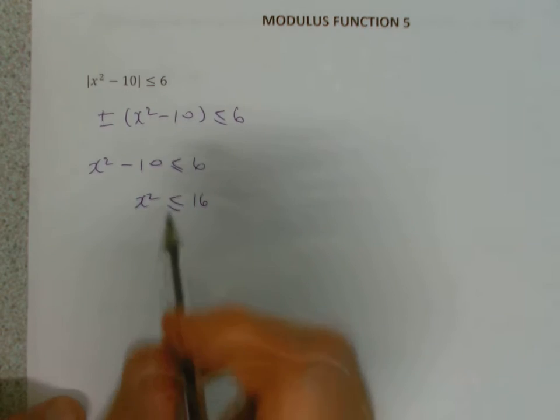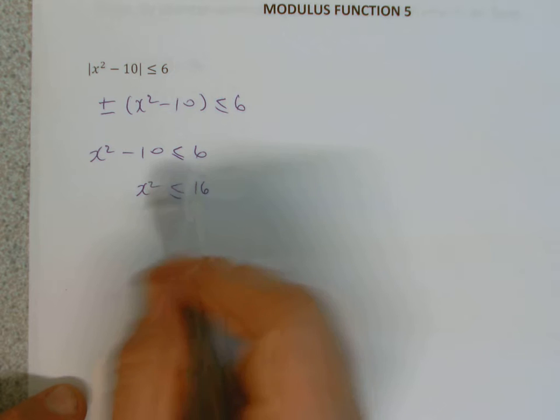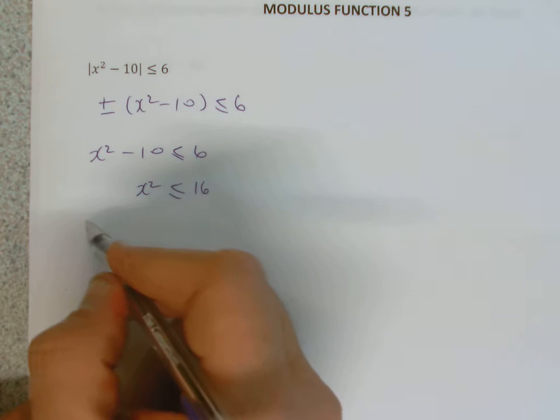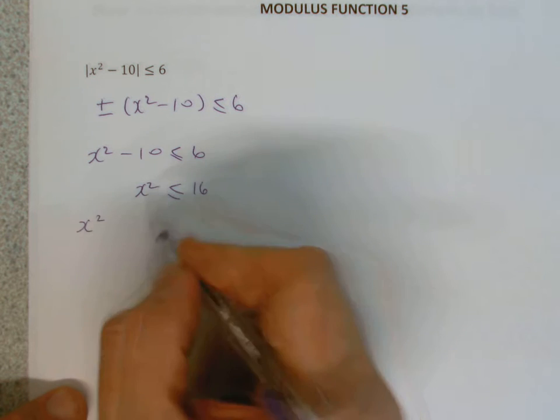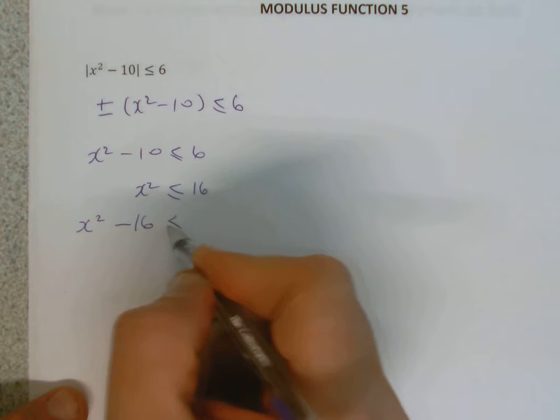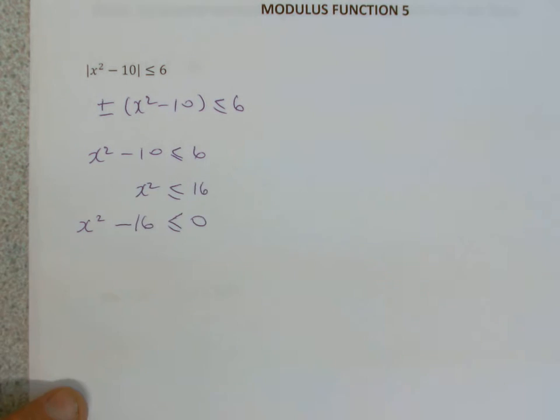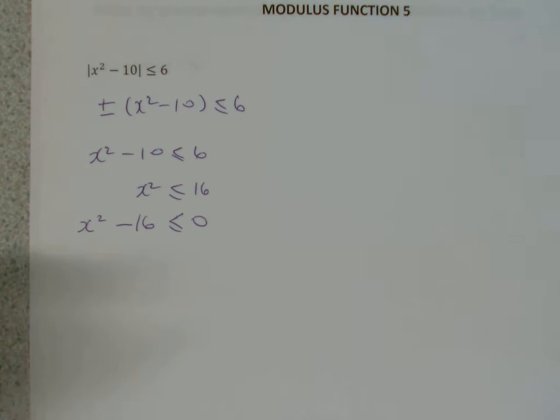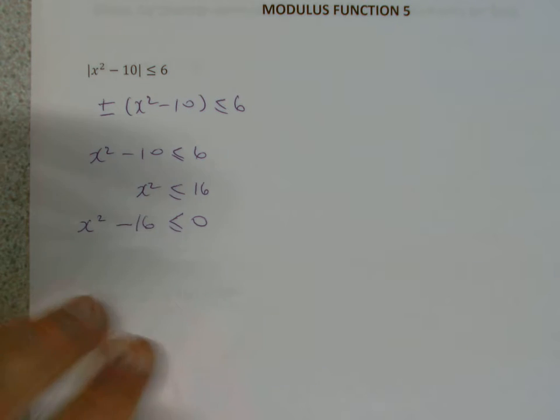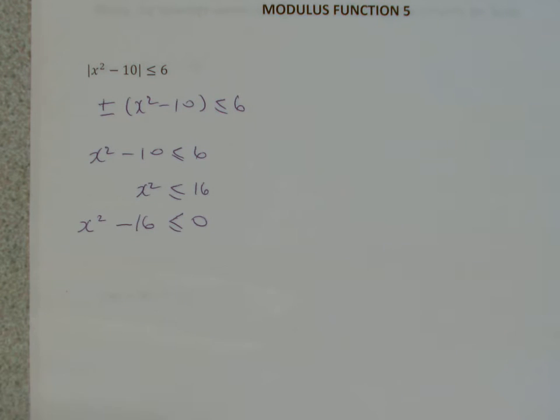So in this case, what might be best is to think of this now as a quadratic, and I would take that 16 over the other side, so you end up with this. So you might be thinking back to C1, where we had a quadratic inequality. We got it all on one side, so it was less than, in this case, or equal to 0, and then we went about sketching this.